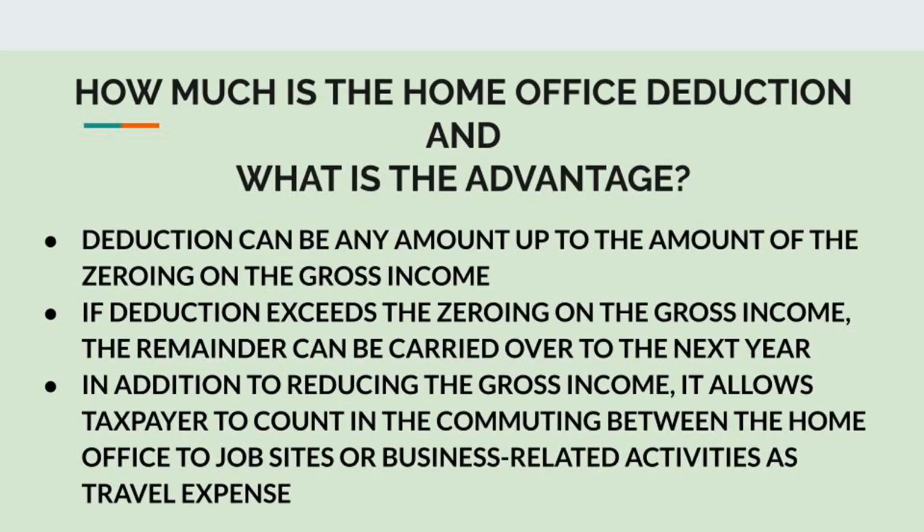So how much is the deduction, and what is the advantage of the home office deduction? The deduction can be any amount up to the amount of zeroing out the gross income. Essentially, what this means is that irrespective of how much your home office deduction is, you can only go up to zeroing out your gross income. You cannot go negative below that. Now, if the deduction exceeds the gross income, the remainder can be carried over to the next year.